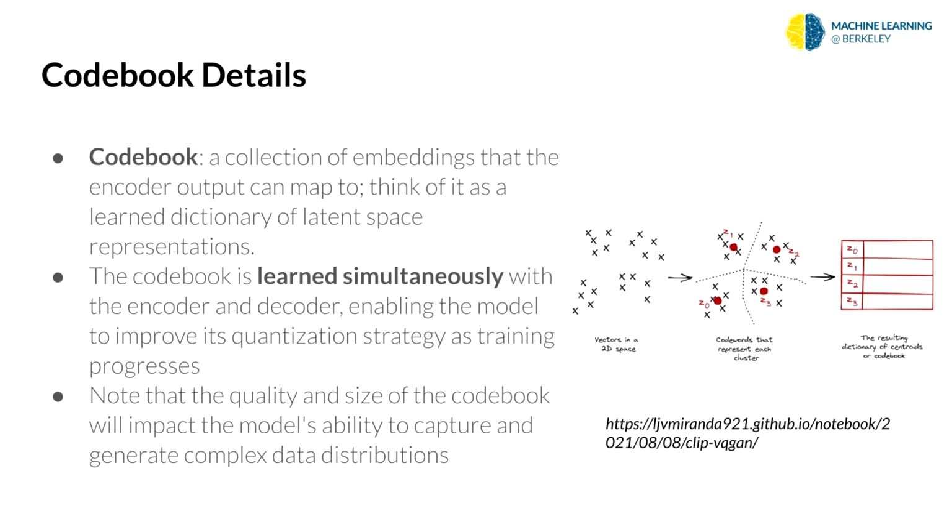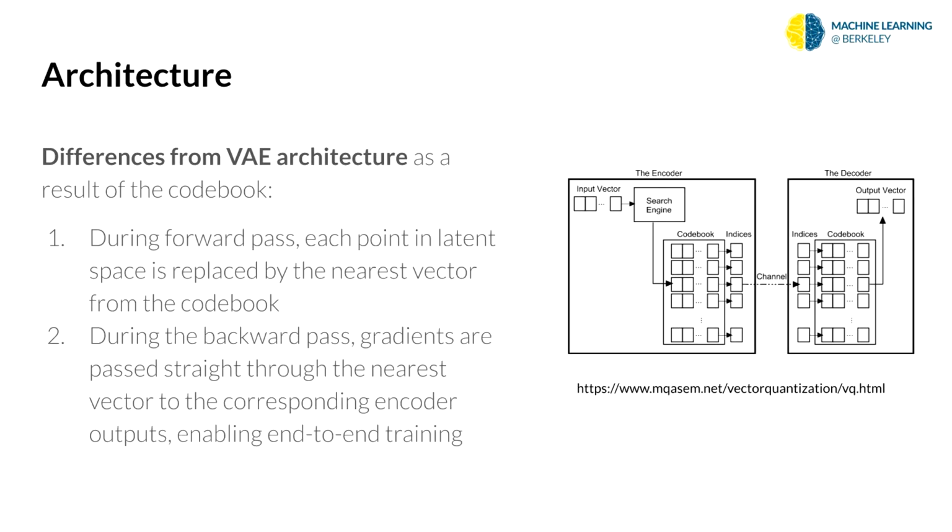And looking a bit further, how does the codebook actually work within the VAE? Essentially, during the forward pass, each point in the latent space is replaced by the nearest vector from the codebook, which again is found very quickly because it's essentially a dictionary in our memory. And then on the backward pass, how does it actually train and update? During the backward pass, the gradients are passed straight through the nearest vector to the corresponding encoder output. And this is what actually allows our model to learn new weights.